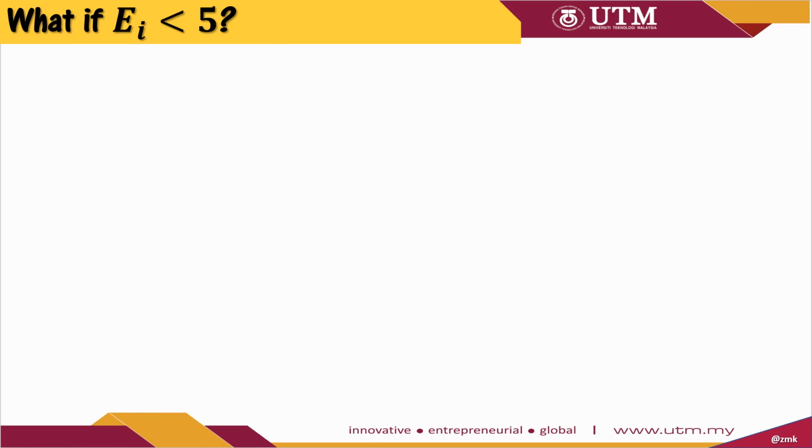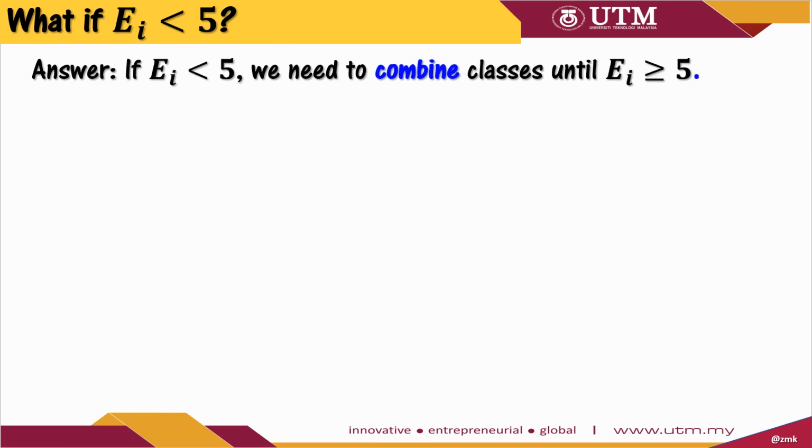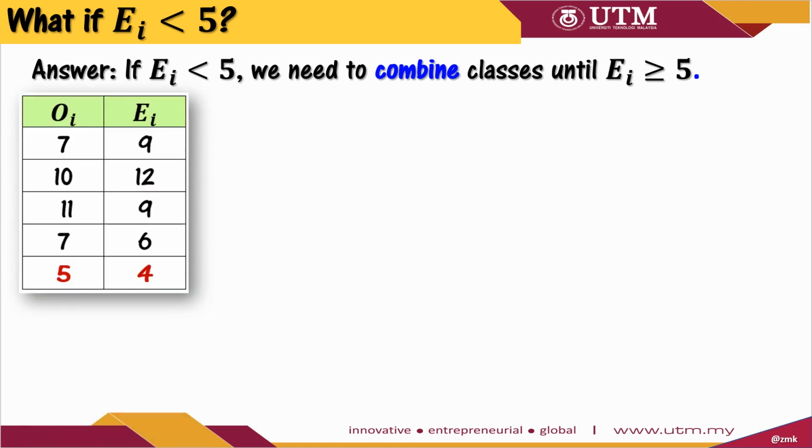What if you have EI being less than 5? In such a case, you should combine the class which has EI less than 5 with its nearest neighboring class, either a class before or after, until the combined EI is at least 5. Let's look at the following simple example. Suppose OI and EI are listed as follows.